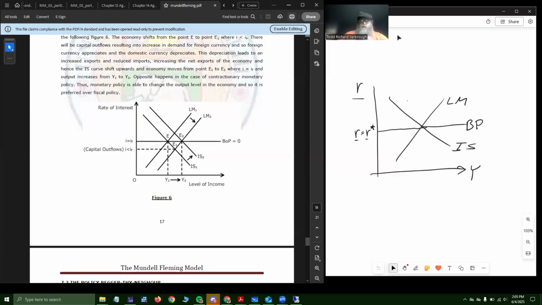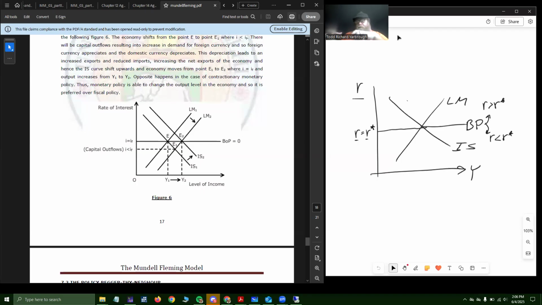So let's think about what this balance of payments line represents. We can think above and below the balance of payments line. What you should notice is that above this line, R is greater than R star, and if it was below, R is less than R star.